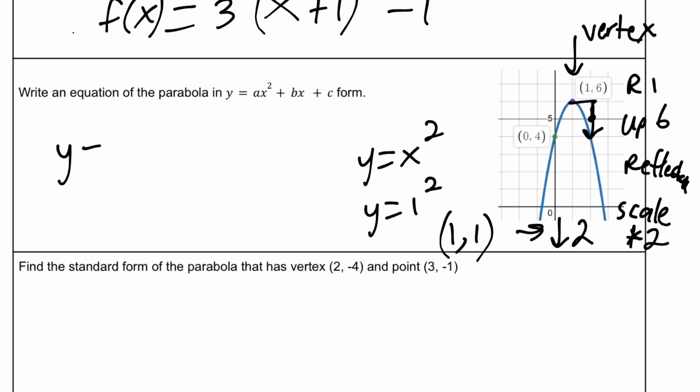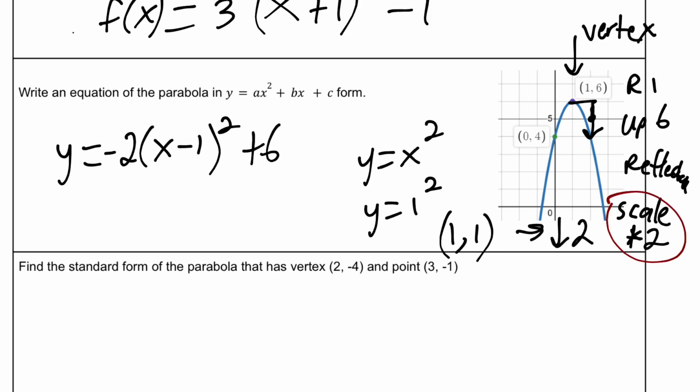So let's write y is equal to, and inside parentheses, let's write x minus 1. That's where the right 1 will go. We'll put squared. And we're going to put plus 6 for the up. We'll put a negative over here for the reflection. And we'll put a 2 right here.